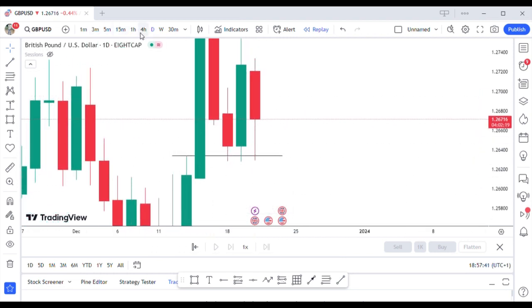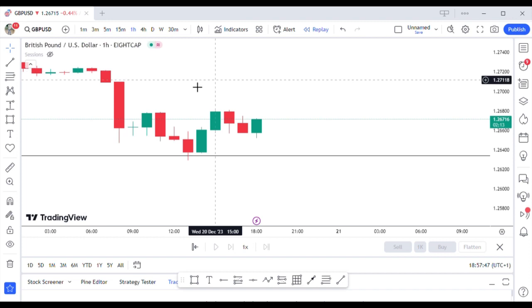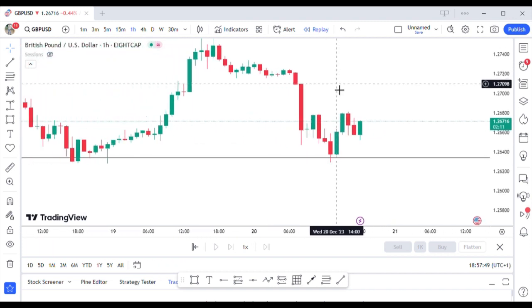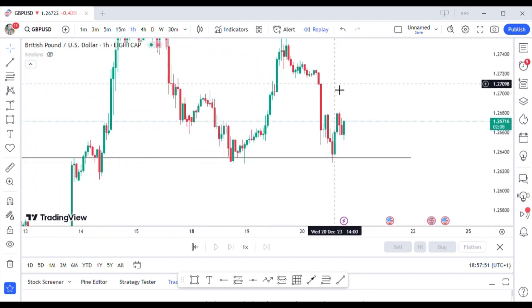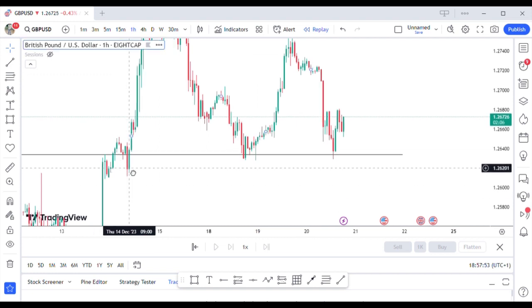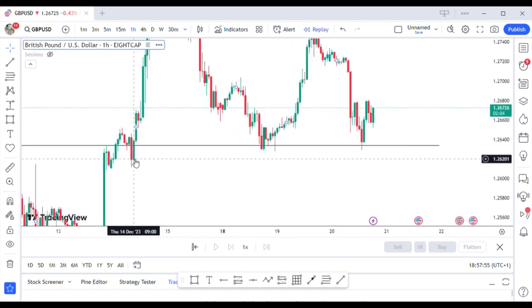So you go to this daily time frame right there, then you go to a lower time frame, let's just use 1 hour, it all depends. So on the 1 hour, you check what is actually happening in that area. If you see something like an order block, you can make use of the order block. You just know that that is where price is going to tap into the order block.